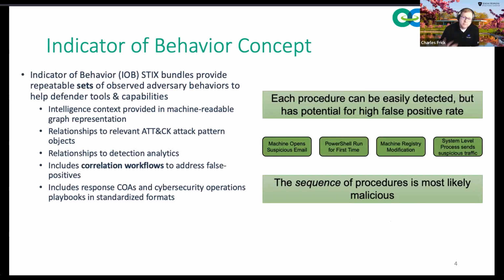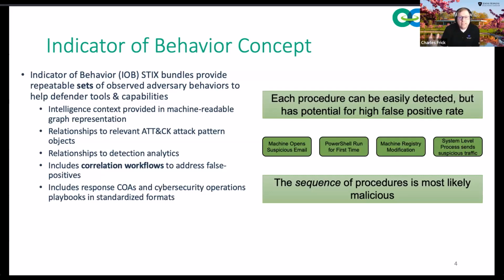The way I like to describe it is, if I think of this sequence of green boxes in the middle: a machine on my network opened a potentially suspicious email. I normally wouldn't share a detection for that alone because it would have a high false positive rate. A machine on my network runs PowerShell for the first time. Again, I don't normally want detections focused there because the false alarms are too high. The machine has a program modify the registry, and a system-level process is sending suspicious traffic.